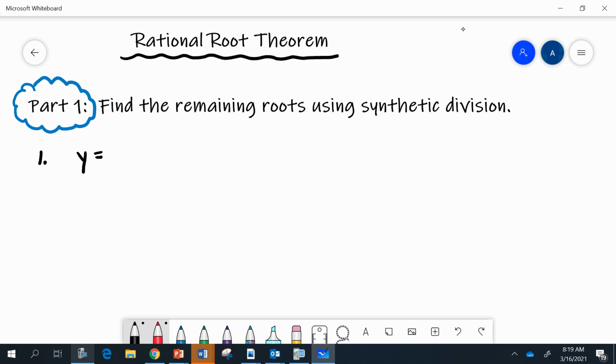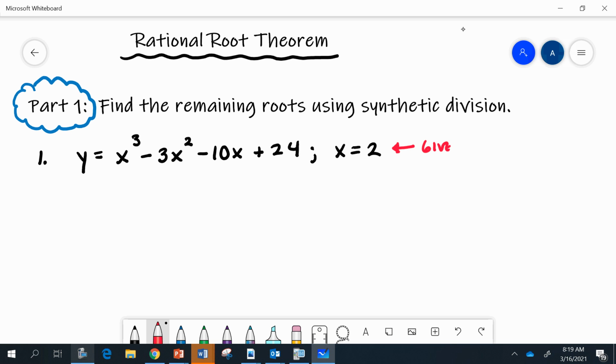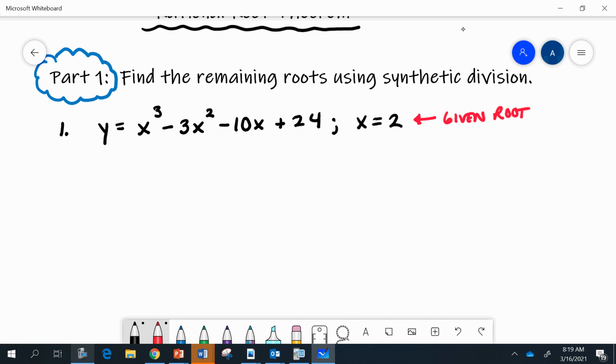Let's suppose I give you this polynomial y equals x cubed minus 3x squared minus 10x plus 24. Now what I'm going to do is I'm going to give you a root. And so this right here is basically like a hint that I'm giving you. This is a given root. So if I give you x equals 2, can we then use that to find the remaining two roots? Since this is a cubic polynomial, we know there's 3 total.